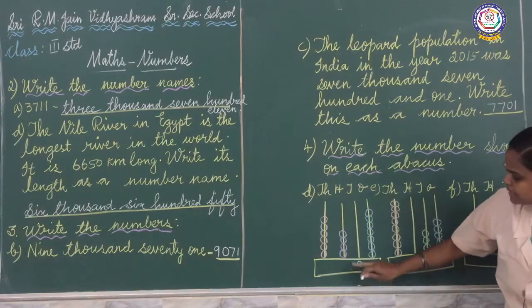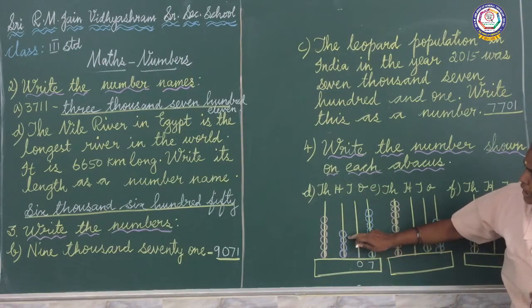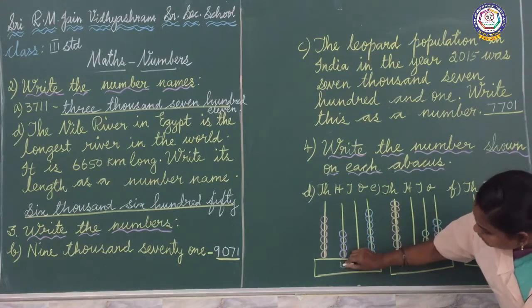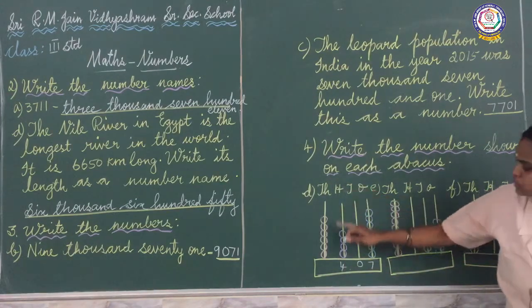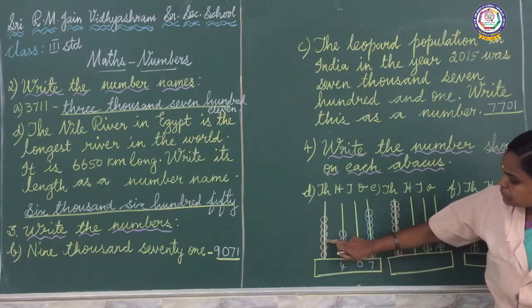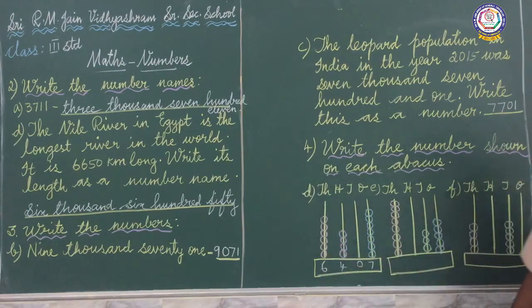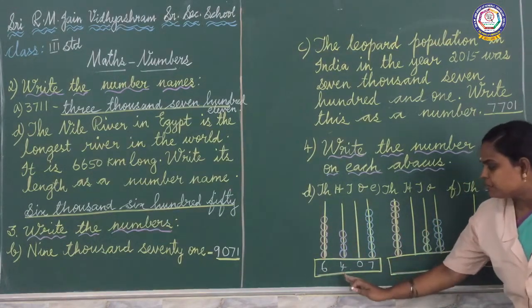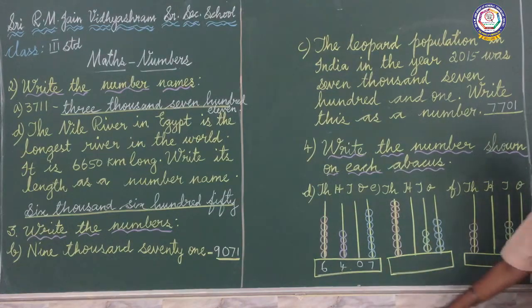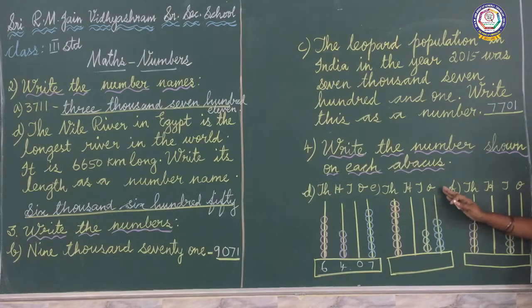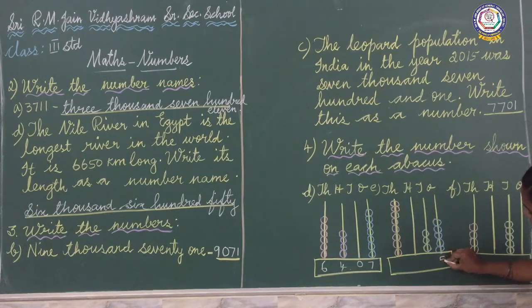Next hundreds place 1, 2, 3, 4, so you write 4. Next in thousands place 1, 2, 3, 4, 5, 6. So what's the number you got? 6407. Next one, see in ones place how many beads are there? 1, 2, 3, 4, 5. How many beads? 5. So you write 5.